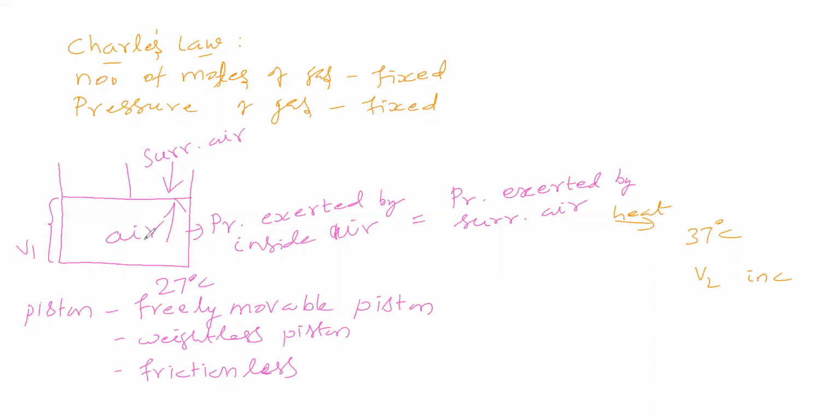It will be high in the sense it will force the piston to move up. So the piston is moving up. The piston will take a particular position where this pressure and this pressure will be equal. At that time, find the volume of air, which we take as V2. How will that V2 value be when compared to V1? Shall we say this V2 is greater than V1?